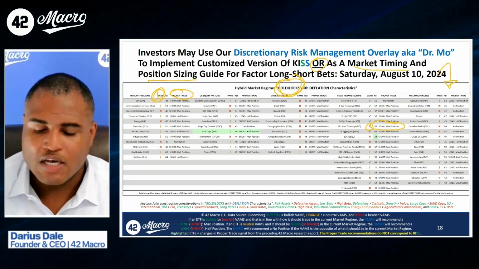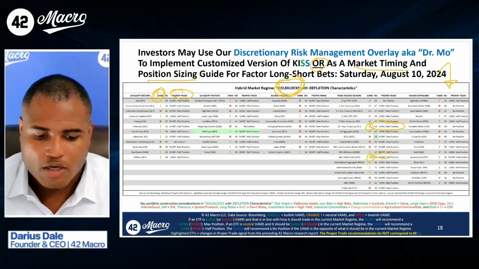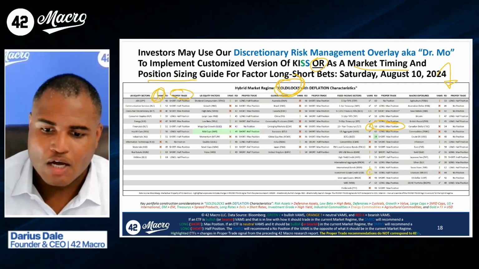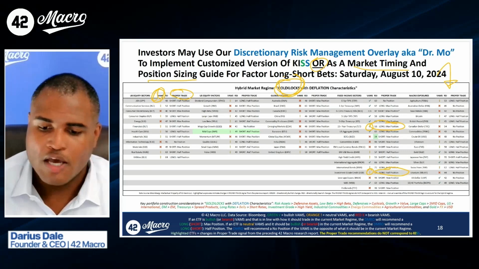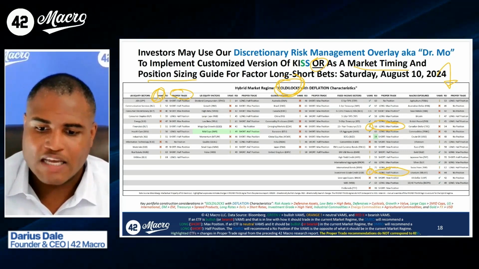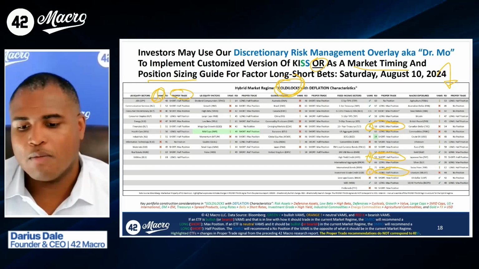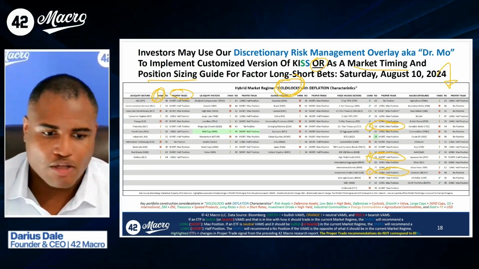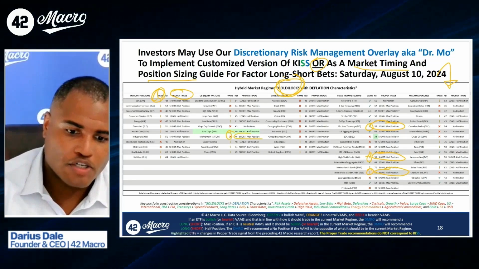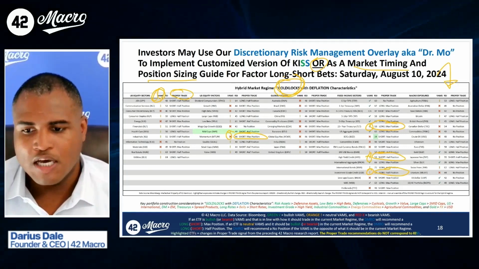If an asset is neutral, and it should be bearish in this particular regime, or sorry, the wrong one. Let me skip to a long half. If an asset is neutral and it should be bullish in this regime, Dr. Mo will recommend a long half position in that particular asset. If an asset is neutral and it should be bearish in this particular regime, Dr. Mo will recommend a short half position in that particular asset. And then finally, if an asset is bearish and it should be bearish in this particular regime, then Dr. Mo will recommend a short max position in that particular asset.